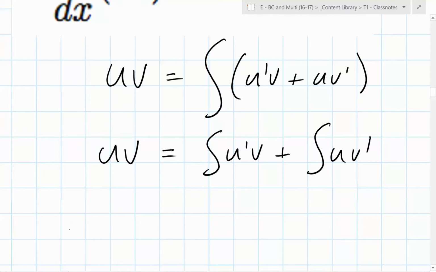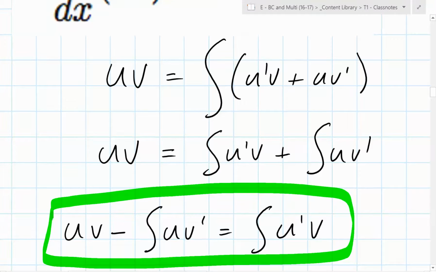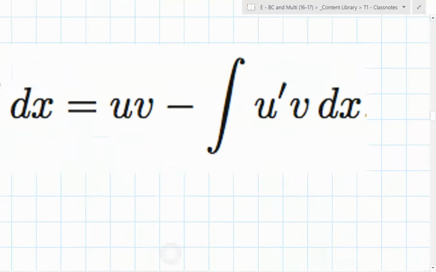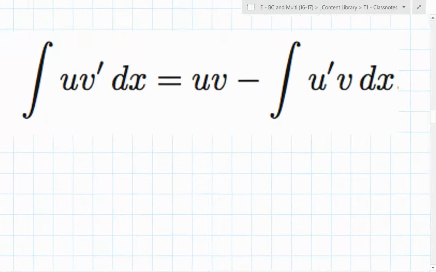And then you see this happen. So you know that uv minus the integral of uv prime is equal to the integral of u prime v. You're going to see versions of this many, many times coming up. What this summarizes to is this: integration by parts.